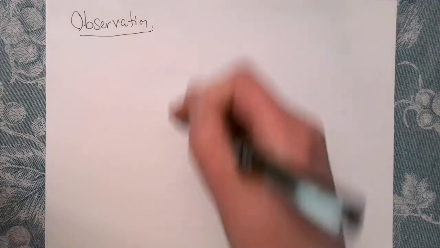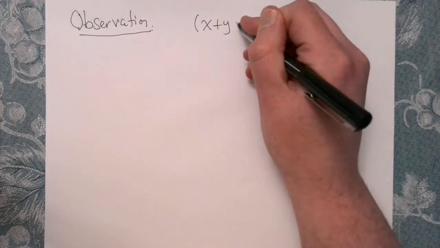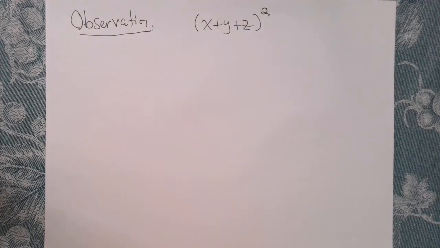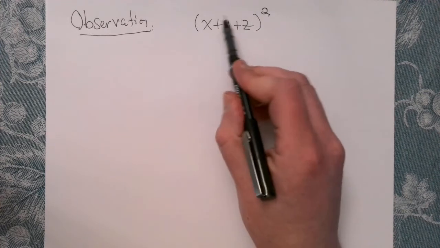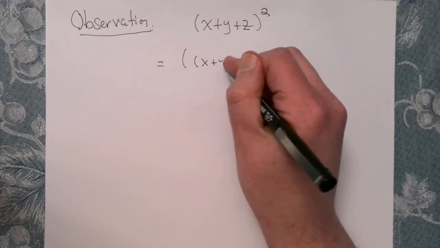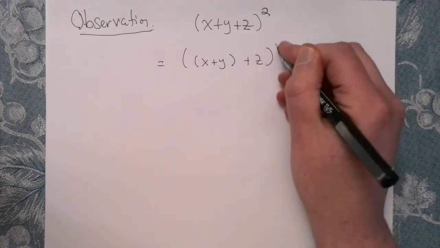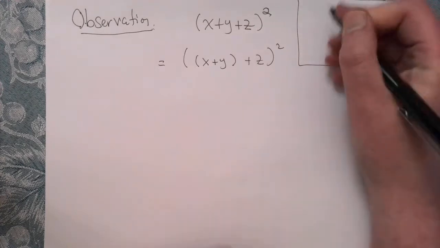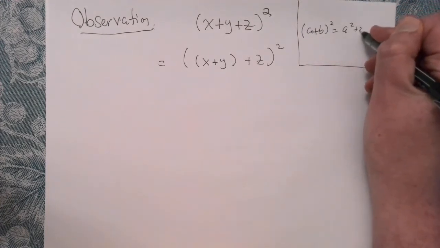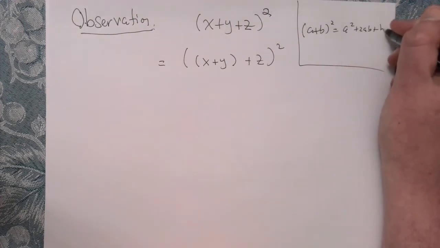Okay, let's make an observation. Okay, so let's square this and see what happens. Again, we're trying to figure out what this is. That should be x plus y plus z quantity squared. I group it like that because I tend to square my binomials using the binomial expansion. And if I think about a trinomial like this, it's pretty nice.